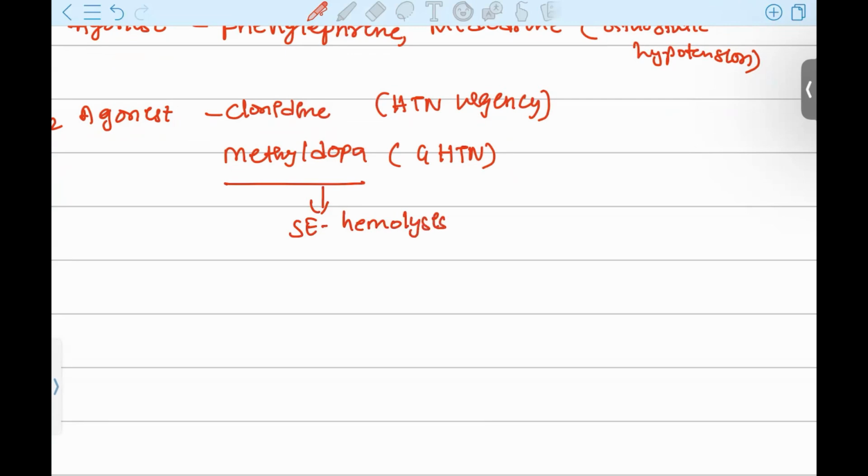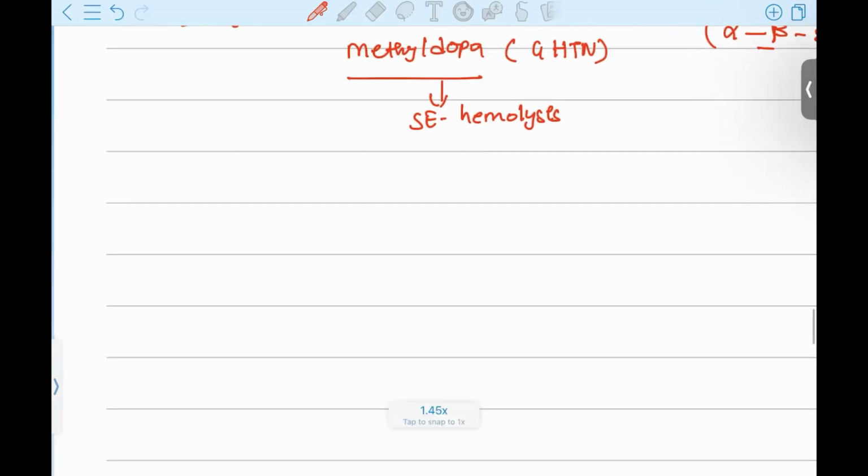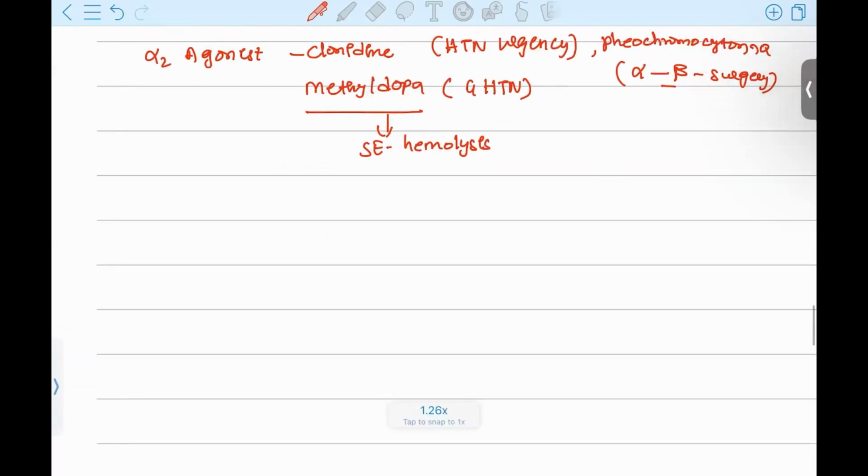Clonidine can also be given as the drug of choice for pheochromocytoma patients. Because what is the treatment of choice for pheochromocytoma? Start with the alpha blockers, then give the beta blockers, then do the surgery, right? This is the protocol we follow for pheochromocytoma. These are the drugs. And also alpha 2 agonists, as we discussed, your glaucoma drugs, right? Brimonidine and also apraclonidine. These are also drugs we can use as alpha 2 agonists.